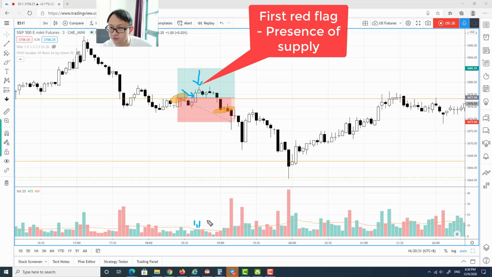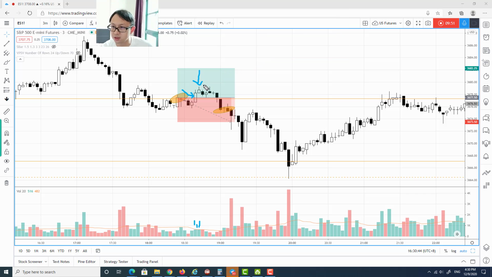It simply means that with the same amount of effort to push the price up, what we have is actually a smaller candle and also little progress to the upside. So that suggests that there is a presence of supply right at this bar. So this is the first red flag. However, it doesn't really pose a great threat to me because we can see that subsequently there isn't much downside follow through until probably this localized breakdown right there.